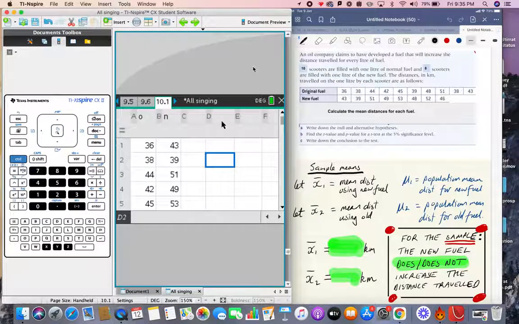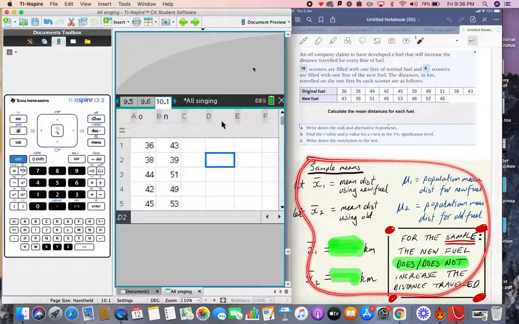So 10 scooters are filled with the normal fuel. You can see how far each scooter travels on 1 litre of normal fuel, and 8 scooters are filled with 1 litre of new fuel, and you can see the distances that the scooters travel on new fuel. Right, just to get an understanding of this, I've got a lot of writing on the iPad. You can see it down here, all this writing here. I'm going to explain that in a minute.